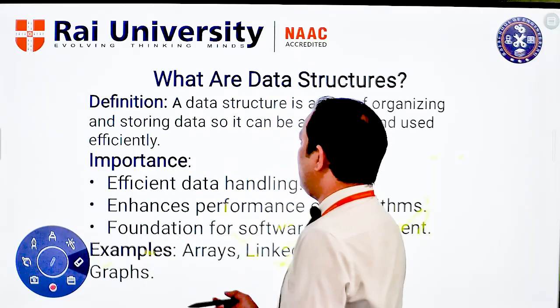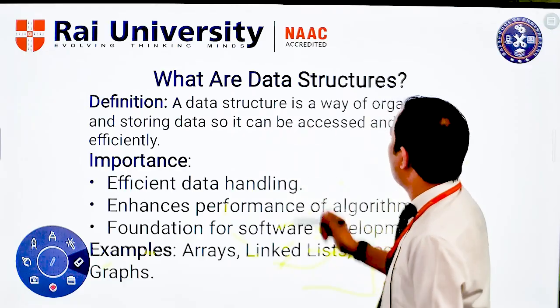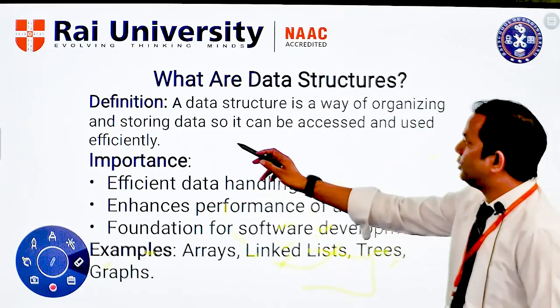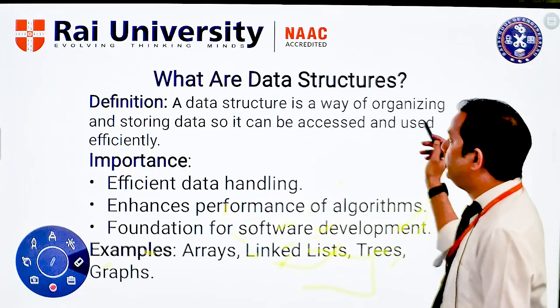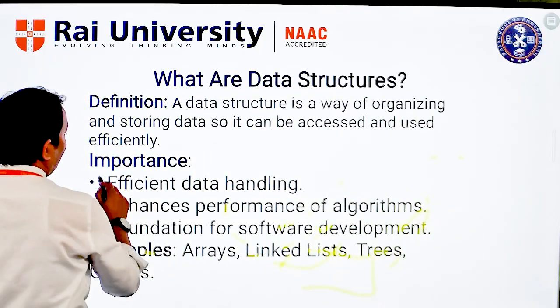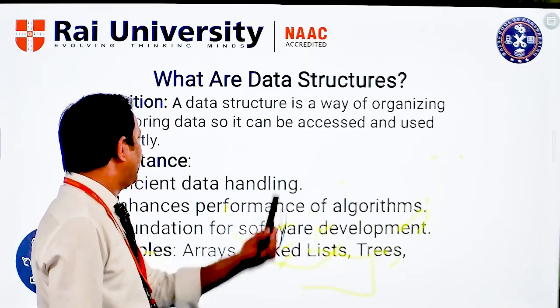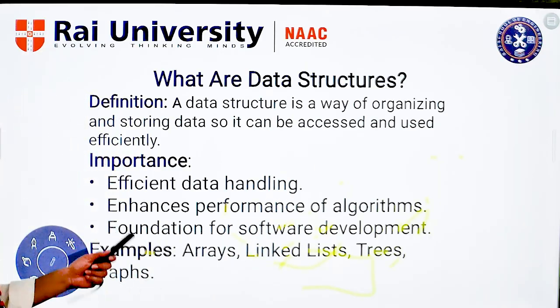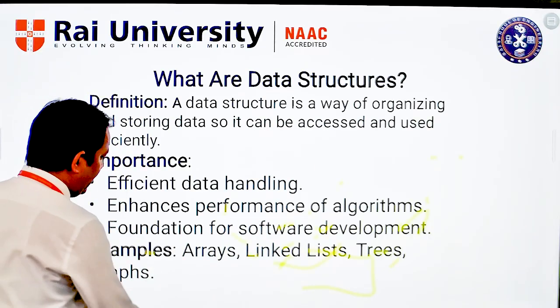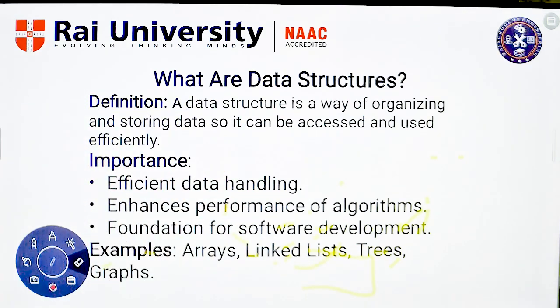So in that case, what could be the definition of a data structure? A data structure is a way of organizing and storing data so that it can be accessed and used efficiently. And what is the importance of this? It increases the efficiency of data handling, enhances the performance of the algorithm, and is also the foundation of software development. Some examples are array, linked list, tree and graph. All these are types of data structures.